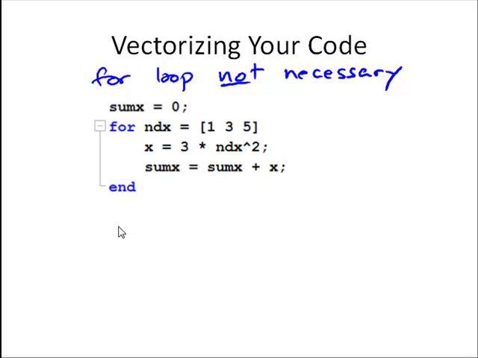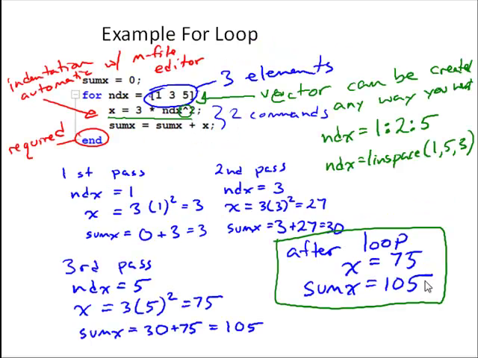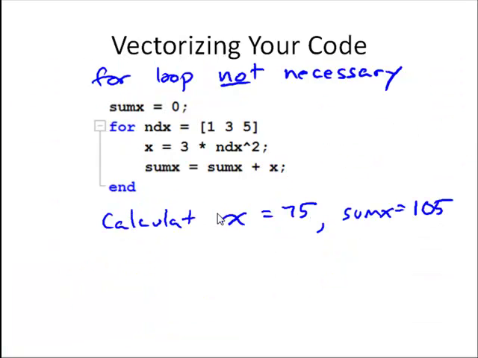Remember what the end calculation was: calculate x, which at the end of the for loop was equal to 75, and sum x equals 105. Those were our end results from here. X equals 75 and sum x equals 105. How would you calculate those using just the vector operations that we introduced a couple weeks ago? So take a minute and try that out. Pause the video, give it a shot, and then we'll continue.